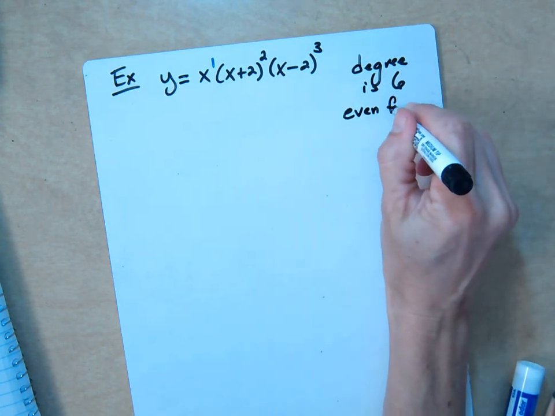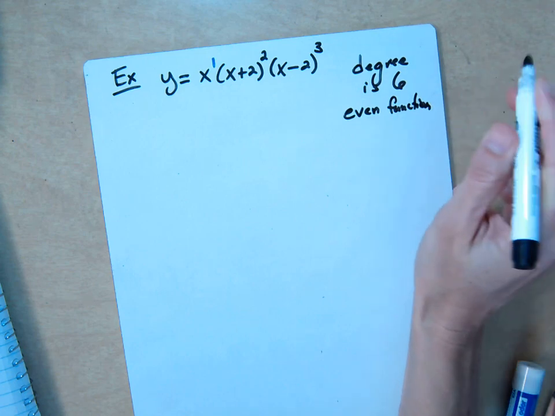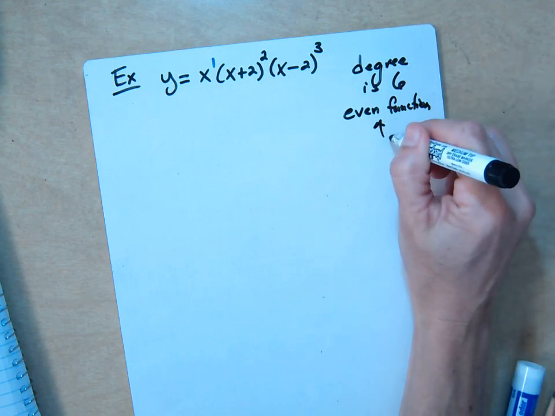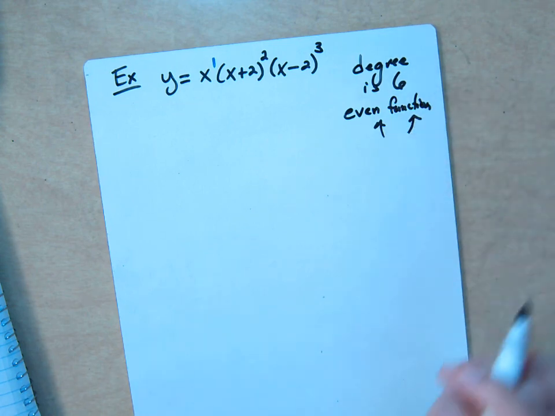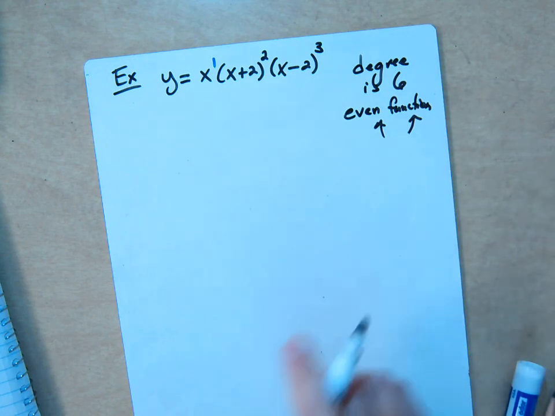Even function. And therefore, it starts up and it ends up. It might do some other things in between, but just like y equals x squared, it starts up and it ends up. So that's the overall.